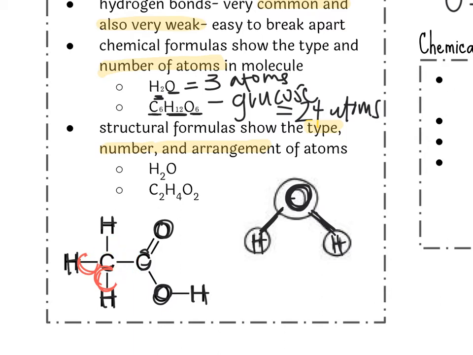Let's erase those, and look at this carbon over here, the one on the right. It has 1, 2, and then right here is a double bond, so there's 1 and 2. So carbon's happy, carbon's stable, and it is in a perfect structure.